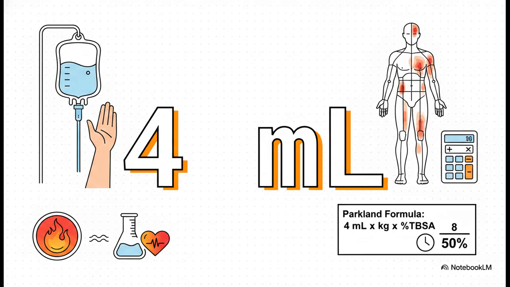The core mechanism you need to remember here is capillary leak, which drives massive fluid third spacing. This specific pathophysiology absolutely demands aggressive fluid resuscitation using lactated Ringer's. You've got to calculate this requirement using the Parkland formula. That's 4 milliliters multiplied by the patient's weight in kilograms multiplied by the percentage of total body surface area burned. And the strictly mandated management step? Exactly 50% of that calculated volume must be infused in the first 8 hours post-injury.